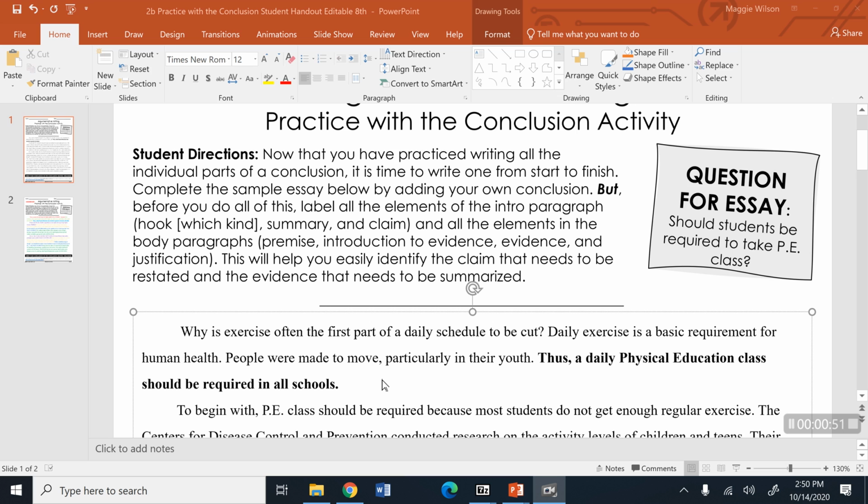So the first thing we want to identify is our hook. Remember, there are 5 different hooks that you would want to use in an argumentative essay. In this case, we're using a question as our hook, so I would highlight the first sentence as our hook. So I'm going to go ahead and I'm going to highlight this purple.